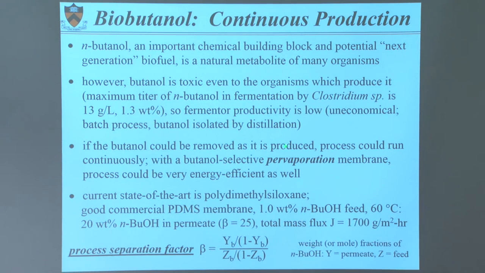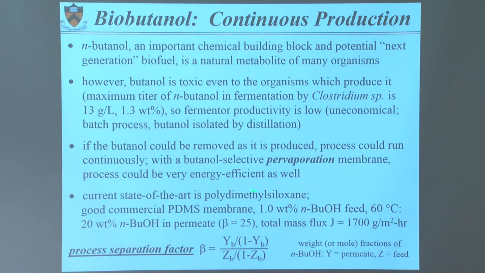It is a natural product of a number of species, particularly Clostridium species, but it is, like ethanol, toxic to the organisms which produce it, but it's much more toxic than ethanol. So the maximum titer you can get is only 13 grams per liter, or 1.3 weight percent, so you've got a very dilute solution. This means your reactor has pretty low productivity, because once you get to 1.3%, you've got to stop. And if you're going to separate and recover it by distillation, it's very energy intensive. So what you would like is to continuously remove that product as it's produced. Then you could run your fermenter more or less continuously. It greatly improves the productivity of the system.